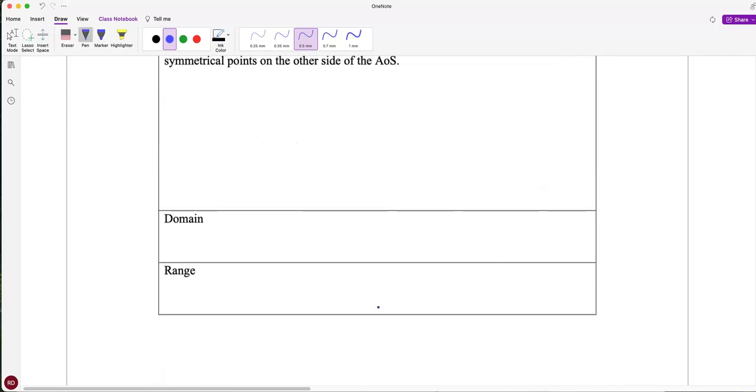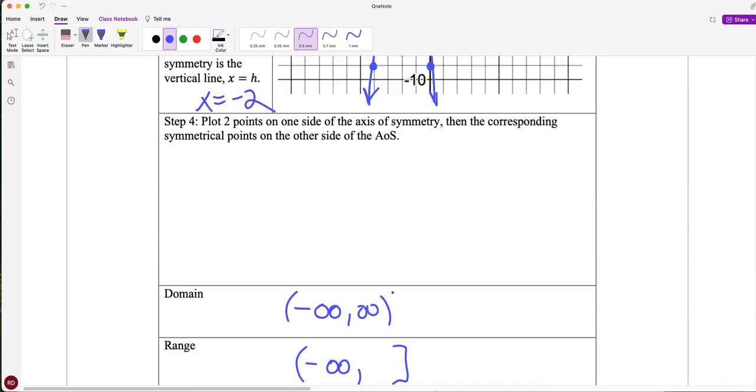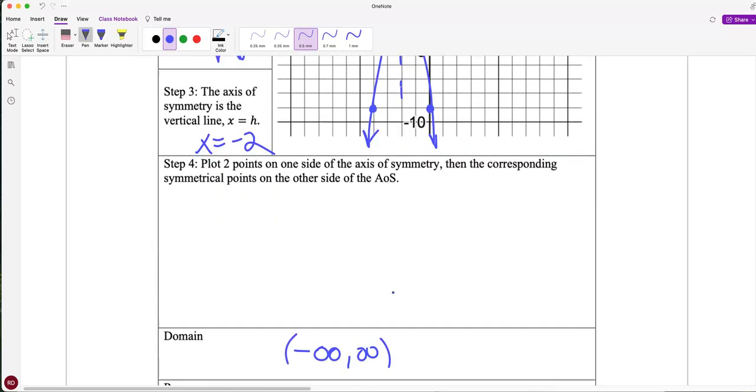Domain, negative infinity to infinity. The range are all the y values, negative infinity, and the highest y value is there at that vertex of negative 1.